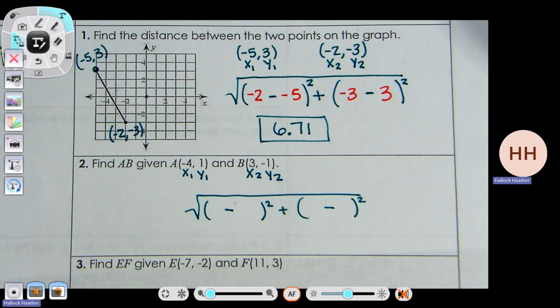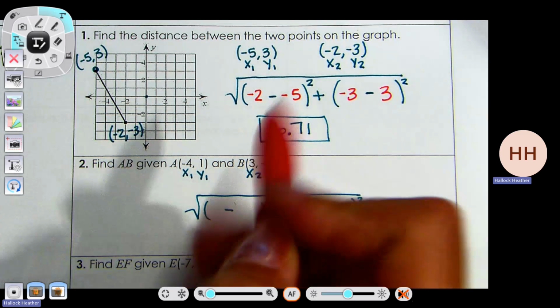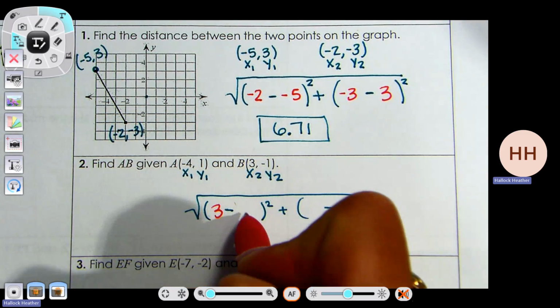And it's called cheating. Because sometimes they give you numbers in the 400s and 500s because they don't want you to actually solve it. They want you to calculate. So it's like 3. We're cheating. So x2 is 3, x1's -4.